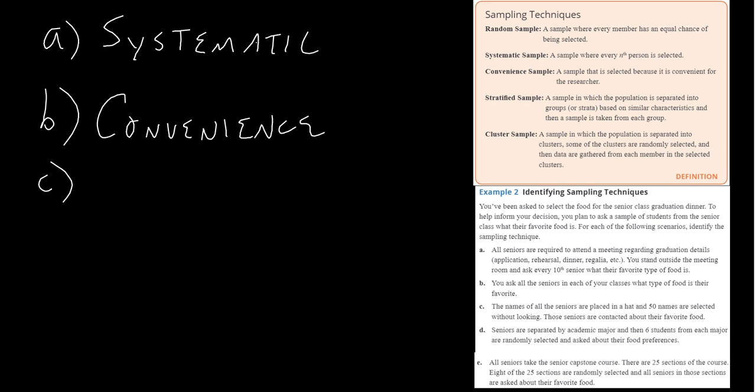C, the names of all the seniors are placed in a hat and 50 names are selected without looking. Those seniors are contacted about their favorite food. Okay, so this is just going to be an example of a random sampling because there's just 50 names and we're just taking them out at random. So that's a good example of a random sampling.